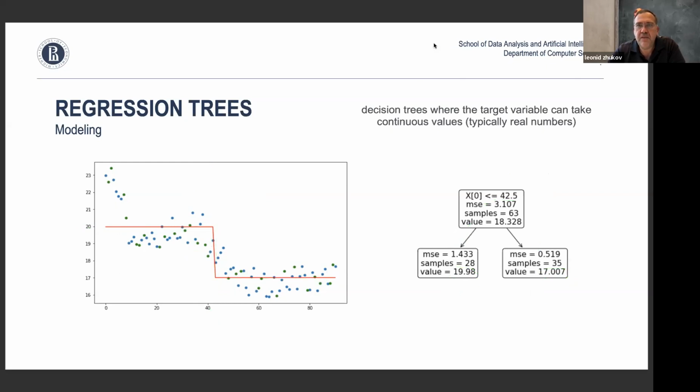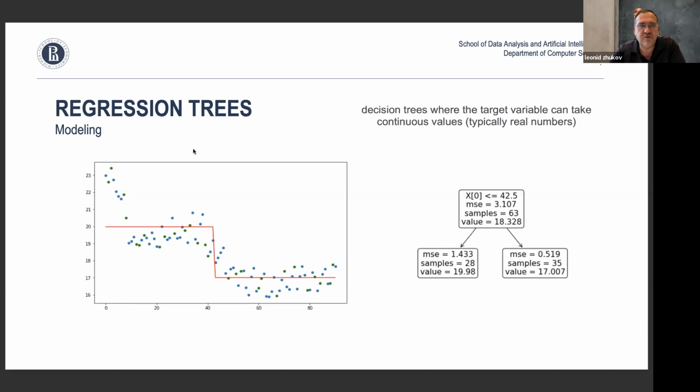Okay. Yes, please. Two questions. What does MSE stand for in this flowchart? And can leaves also have further leaves within them? Yes. Okay. So the answer is, MSE is this least square errors that we did.